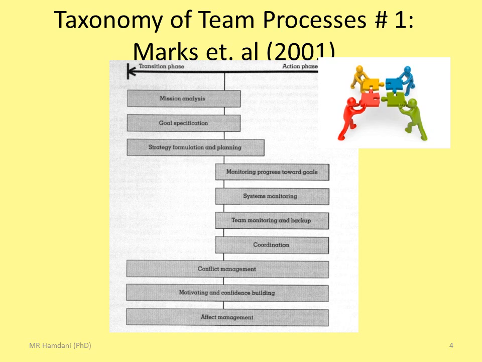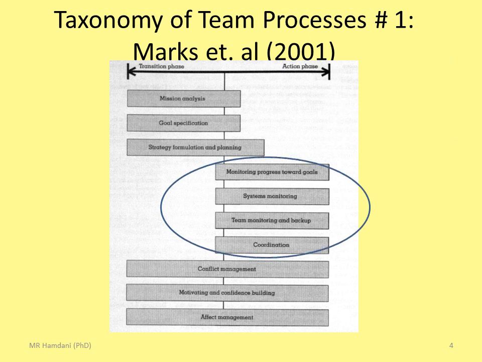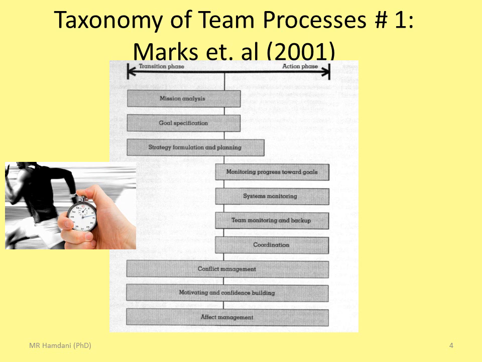Once you have clarified what your team goals and priorities are, and what your big action plan is, then teams can engage in actual implementation of these decisions that were made during the transition processes. And these processes are called action processes. And these include monitoring of the goal progress. Basically, you are tracking how well you are accomplishing your assigned goals.